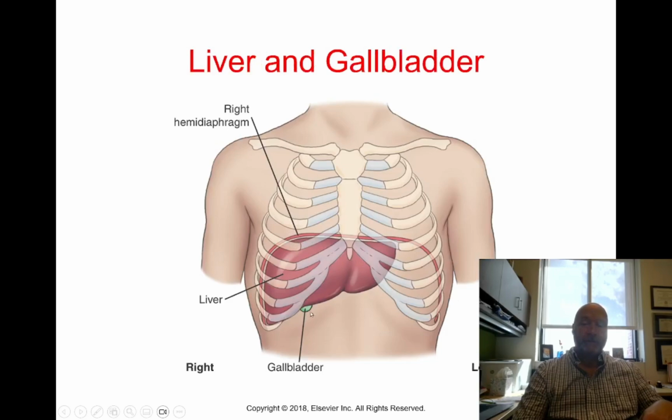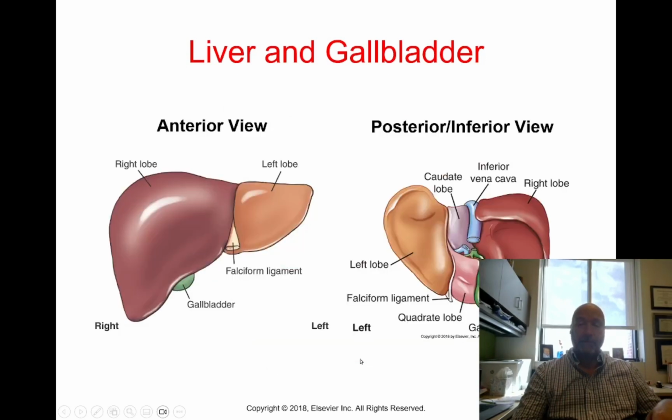So liver, the gallbladder right behind that, but you can kind of see the difference between the left and right lobe. This would be where the falciform ligament is joined. Now, the interesting thing about the falciform ligament is it's the fetal remnant of where you used to get nutrients from your mom when you were in the womb. So it's still, in most cases, attached to the belly button, so to speak.